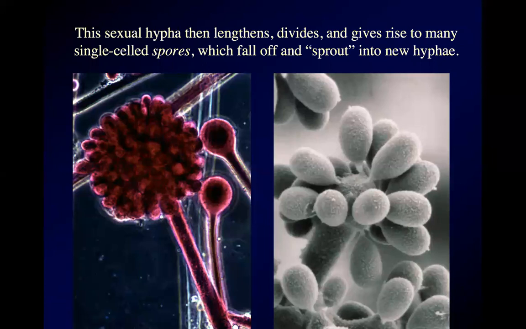Over there on the right, that's a picture taken with a different type of microscope. And you can see that pom-pom type stuff is a mass of spores that bud off and then fall off. They might drift with the wind, maybe quite a long distance, but eventually, when conditions are right, they'll sprout into new hyphae.